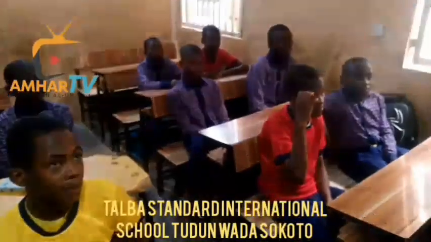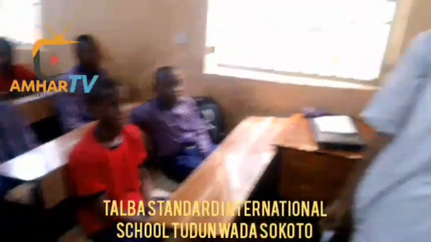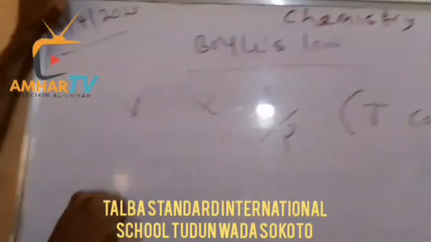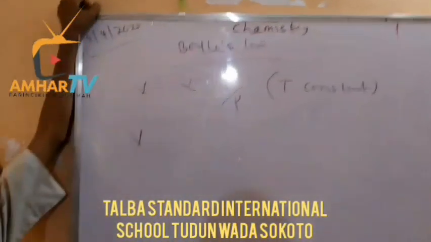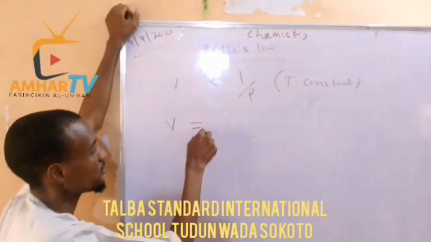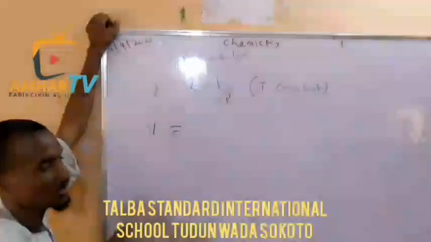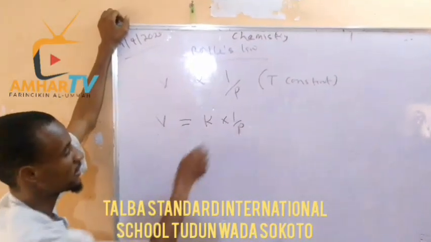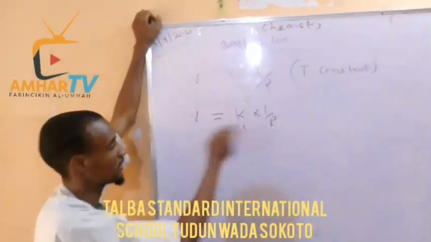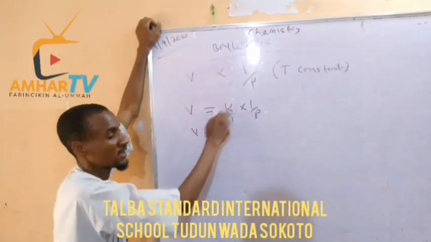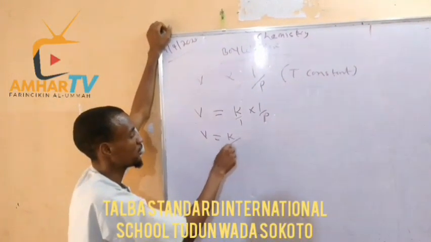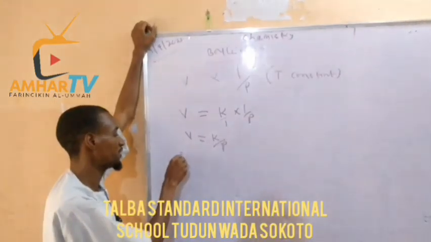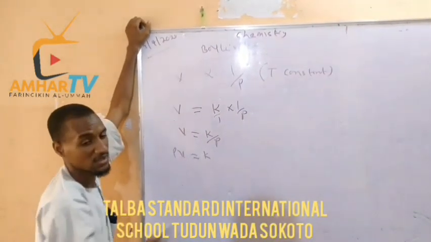And based on this, we say that we can remove this proportionality sign and we will put what? K. Yeah, we put K. K is not Kelvin here. K is constant. We remove the proportionality sign. We put K times 1 over P. Then we have V is equal to K over P. Then we collect like terms. We have PV is equal to what? K.